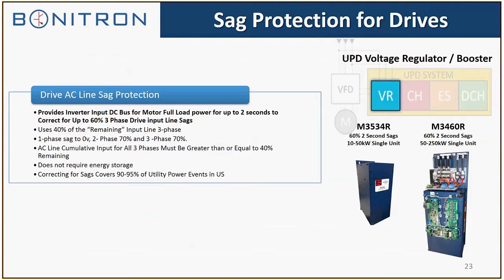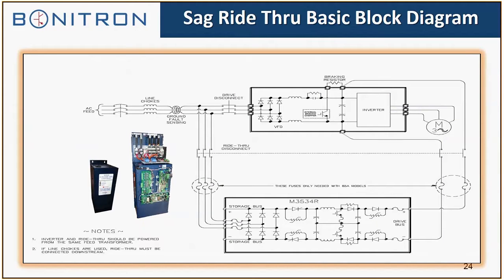So moving right along. This shows the connectivity. As you can see, simple connections, 5 connections for the sag ride-through. You have 3 AC line and 2 DC bus. That's pretty much it for the 3534s and the 3460s.